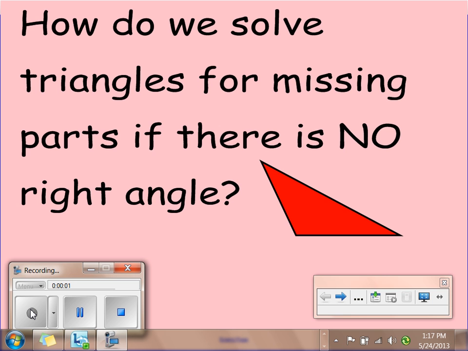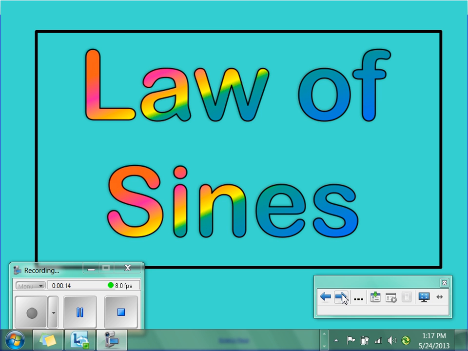We solve triangles for missing parts if there's no right angle. These types of triangles are called oblique triangles. Oblique triangles don't have a right angle, therefore we can't use the Pythagorean theorem. So, the first thing that we can use to solve these is called the law of sines.